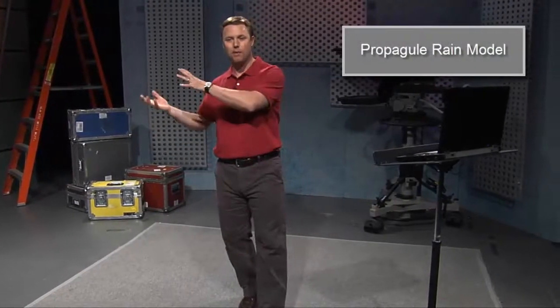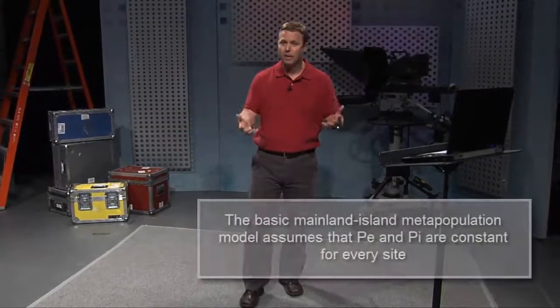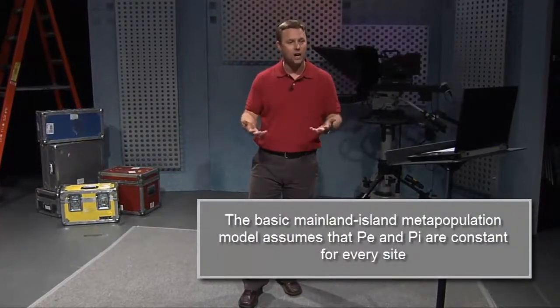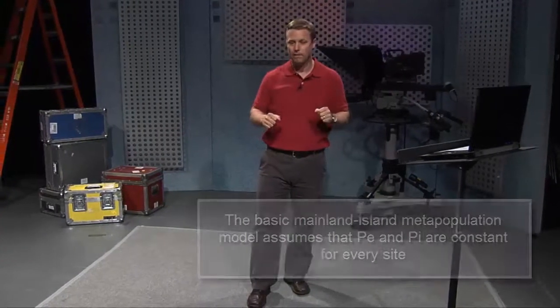And in some cases, it's also referred to as the propagule rain model, meaning that, again, there's some external source that's raining in propagules into our system. So the basic mainland island model assumes that PE and PI are constant for every single site. And we'll cover shortly some variations on this model, which make some different assumptions, but this is really the basic one and a good starting point.